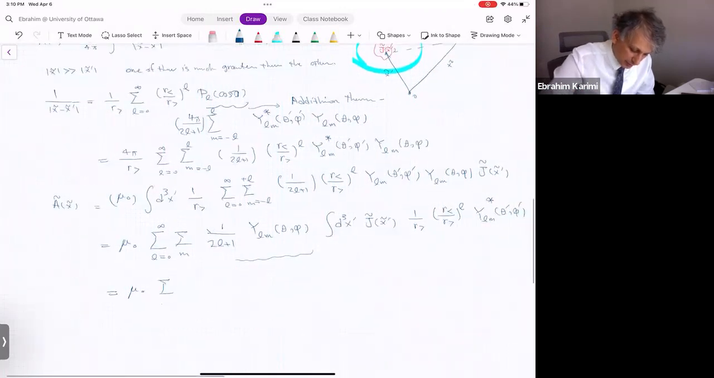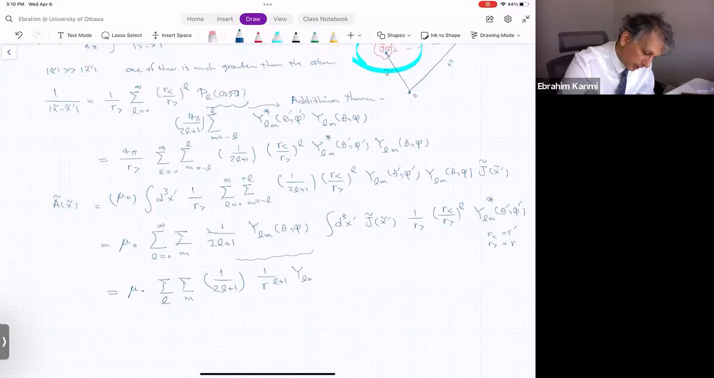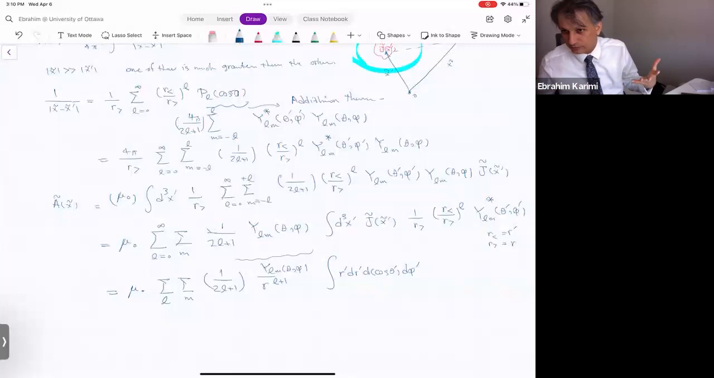Again, the summation on L, the summation on M. And then we do have 1 divided by 2L plus 1. And since I assume that r greater is r and r smaller is r prime, then that will be 1 divided by r to the power of L plus 1. Then Y_LM of theta and phi. Then I do have the integral d3x prime. If you recall, that will be r prime squared dr prime, d of cosine theta prime, d phi prime. That is the element of the volume that we do have.